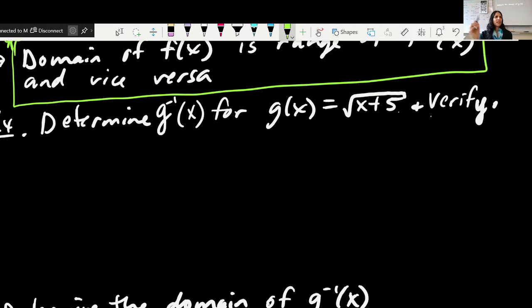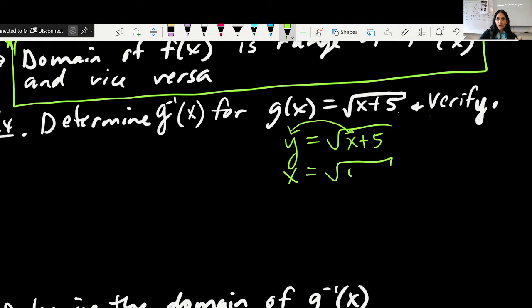What does root x plus 5 look like? Is it a one-to-one function? Yeah, it looks kind of like that, right? Would it pass the horizontal line test? Yeah, we're good to go. So we're fine with that. Then we can take it and rewrite it to say root x plus 5 equals y. We swap the x and the y, so x equals root y plus 5. And then we just want to get y by itself.